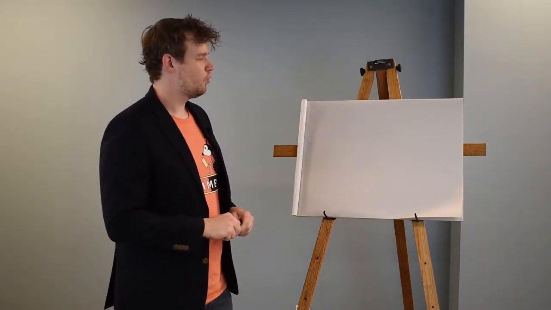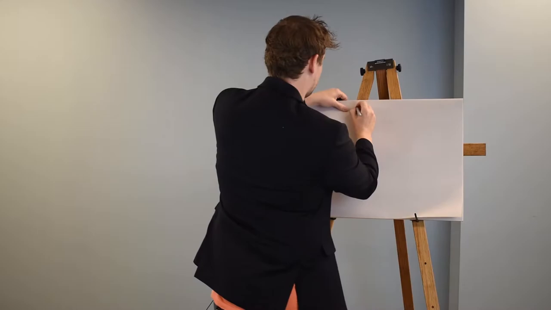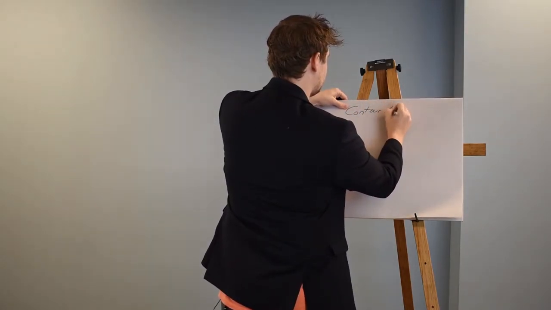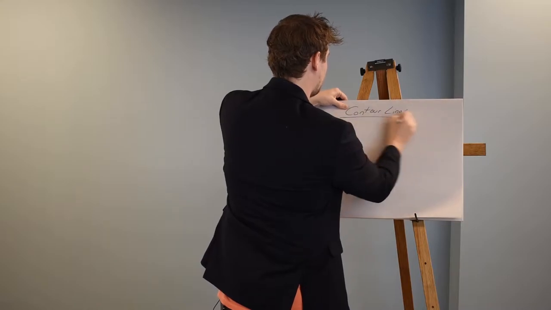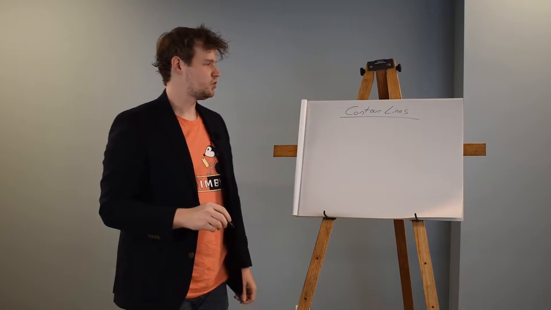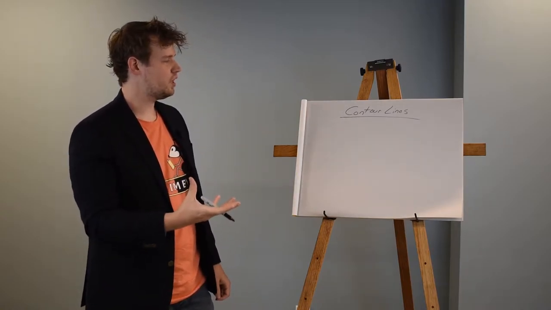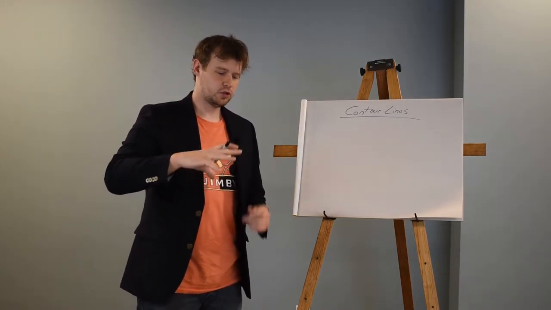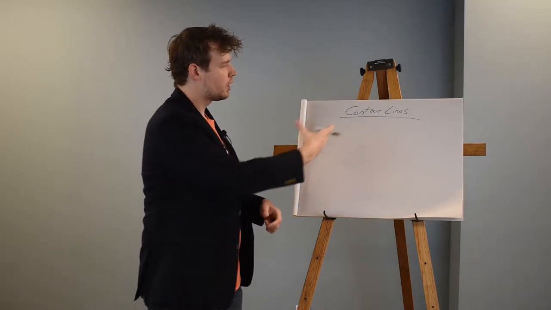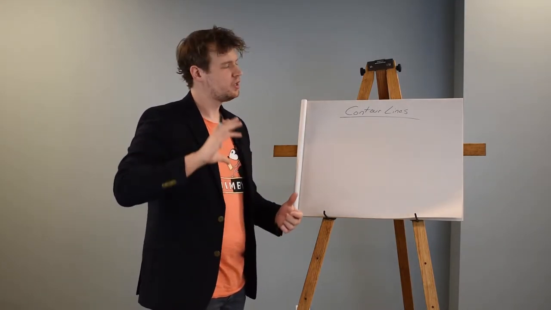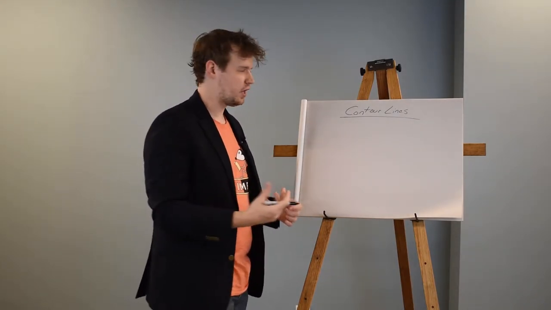So what we're gonna do is we're gonna talk about contour lines. And you probably already know what contour lines are, even if you don't think you know what contour lines are. A really good example of a contour line is something like a globe. If you've ever looked at a globe of the world, contour lines are simply, for artists, imaginary lines that follow the contours of an object.